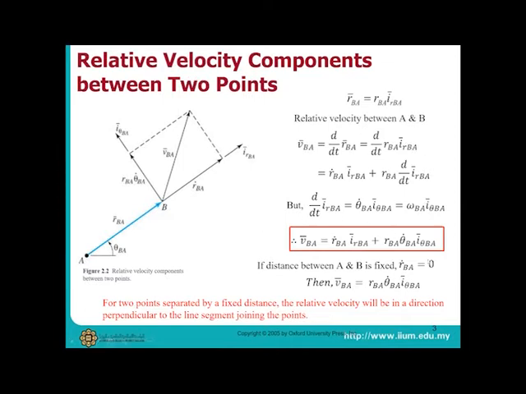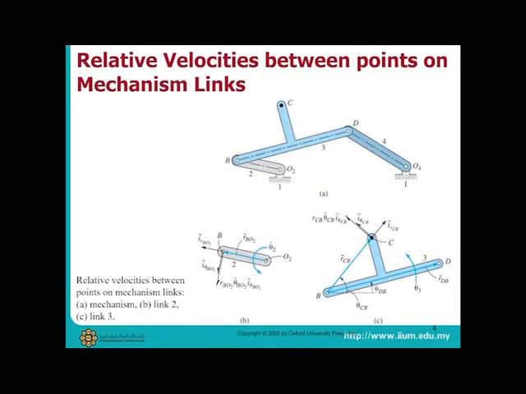You do not need to memorize this formula because it will be given in the exam. If the distance between A and B is constant, the value of R dot is 0. Then you can simplify the formula to R theta dot only. Let's see an example here.